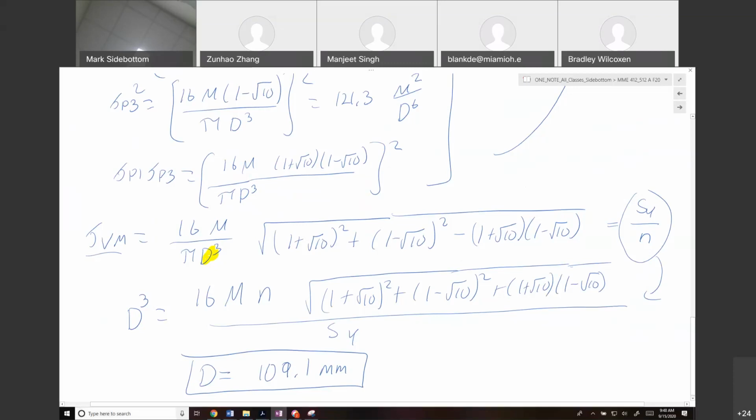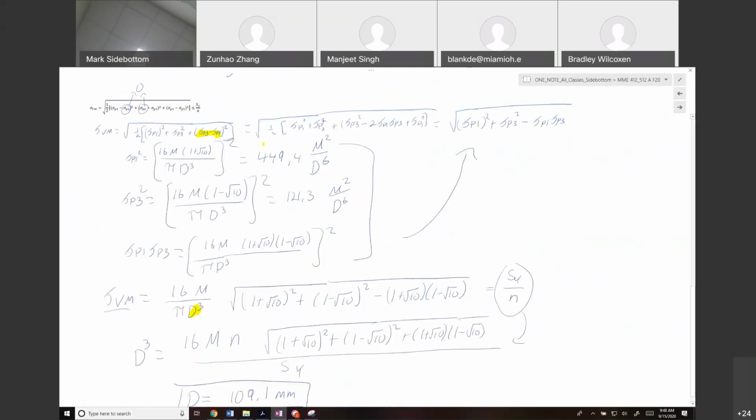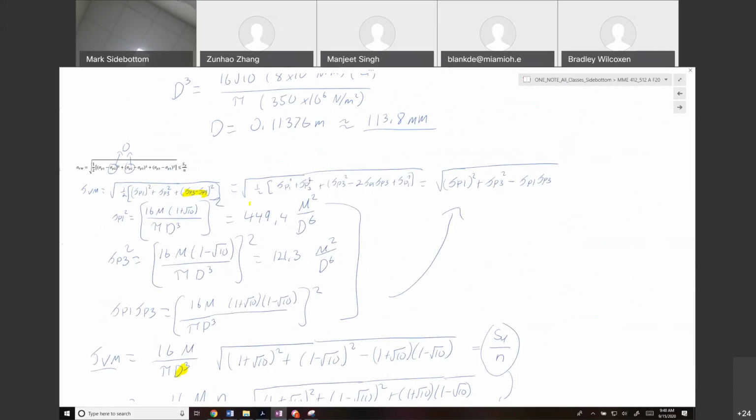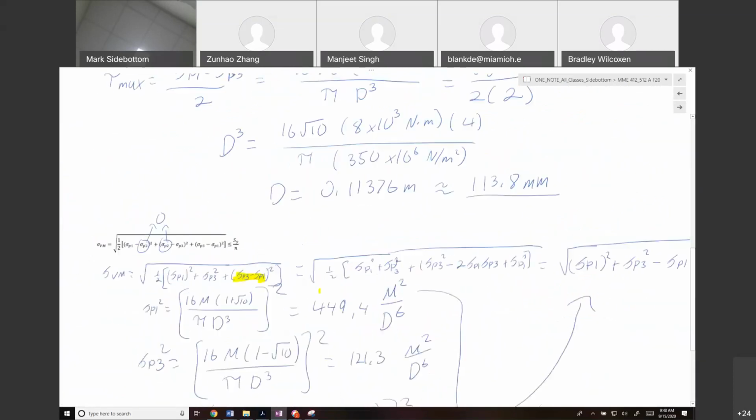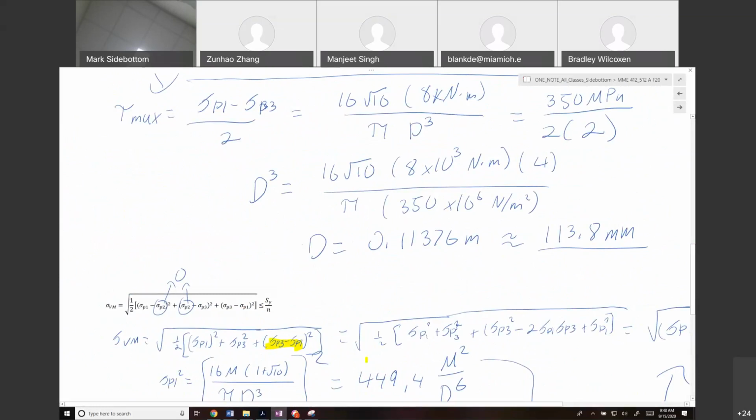It was: why do we assume the second principal stress is sigma 3 and not sigma 2? Why do we assume it's sigma 3, not sigma 2? Is that the question? Yeah, why is sigma p3 zero or p2 zero? Okay. Yes.